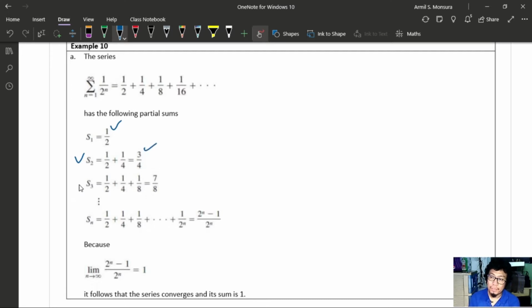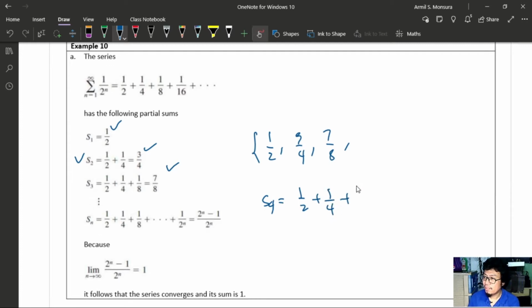The sum of the first three terms, 1/2 plus 1/4 plus 1/8, is 7/8, and so on. Now you can write the sequence 1/2, 3/4, and 7/8. Let's look at the fourth term just to be sure. The fourth partial sum is 1/2 plus 1/4 plus 1/8 plus 1/16.